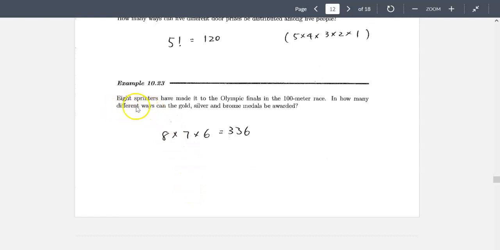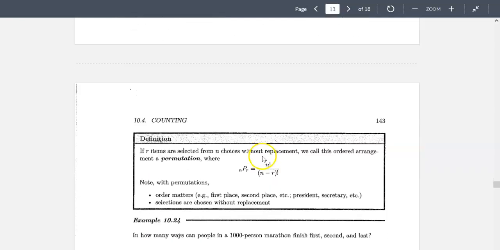Now, once again, 8 people are racing. How many ways can they get gold, silver, and bronze? Well, gold can go to any one of the 8 people, and once we select that one person, we only have 7 people left to choose from for silver, and 6 people left for bronze. So this is not a counting principle.